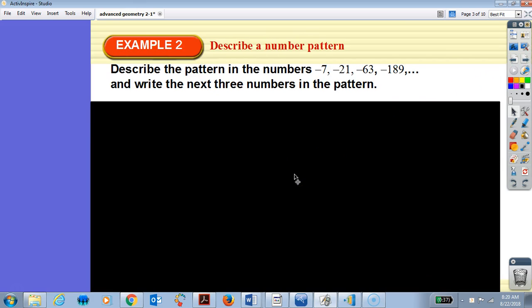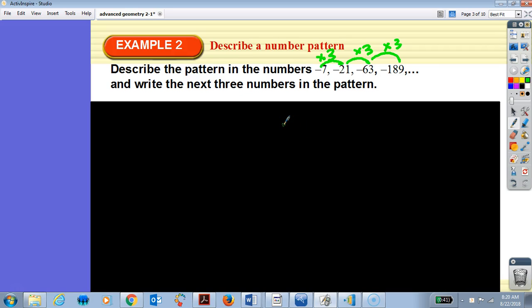Describe the pattern in the numbers -7, -21, -63, -189, and write the next 3 numbers in this pattern. So what's going on here? From -7 to -21, what are you doing? You're multiplying by 3, and then from -21 to -63, you're multiplying by 3. And then from -63 to -189, you're multiplying by 3. So these are negative, negative, negative, negative. So we're just multiplying by 3 because -7 times +3 is -21, times +3. If you were multiplying by a negative, it would alternate between negative and positive, right? But here we're just multiplying by 3.